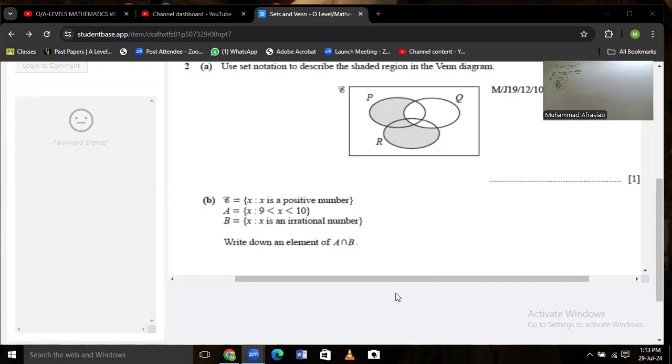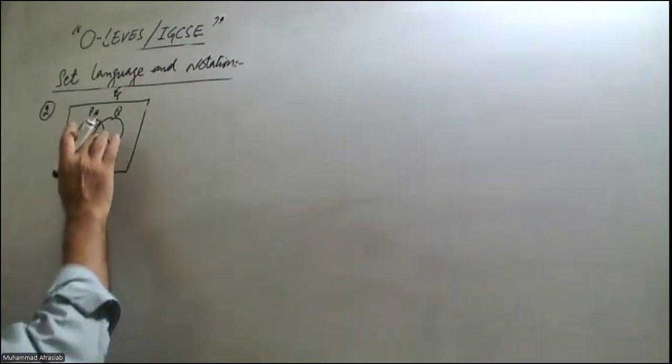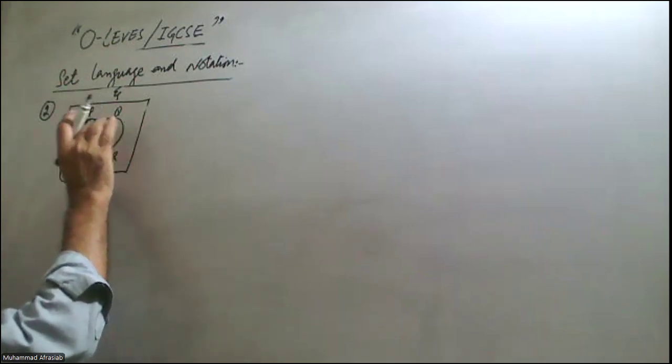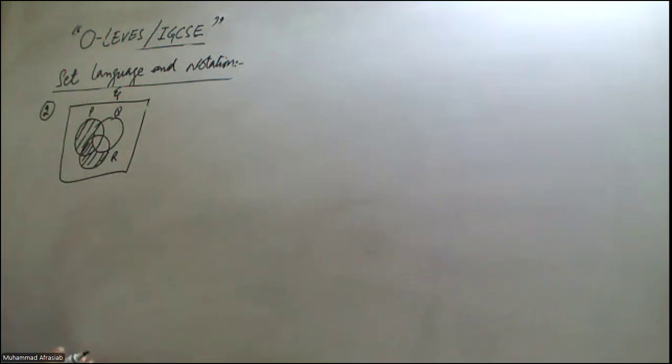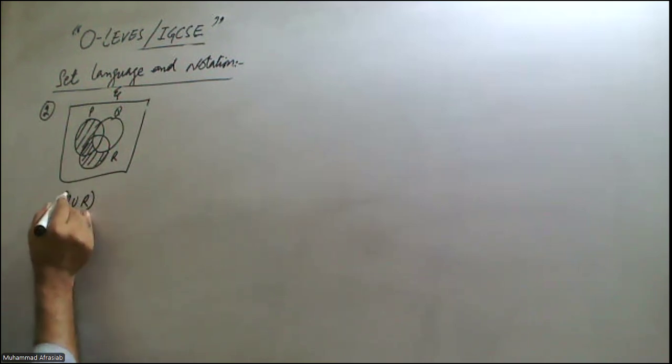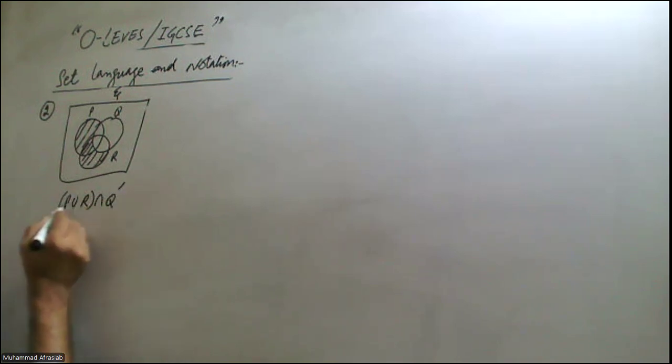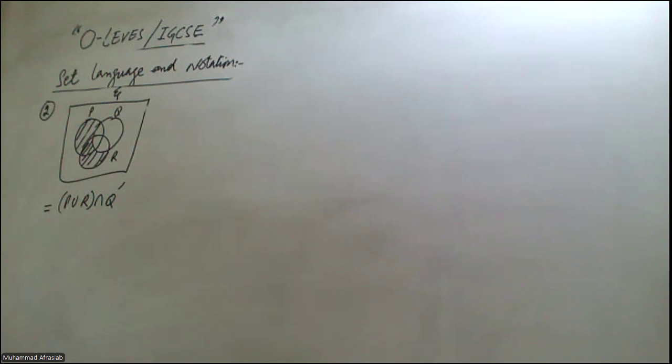We know one thing, that it is outside of elements of Q, inside P and R. So we can write this thing as P union R with intersection of Q complement. This is the set which is represented by the shaded region of this figure. Outside Q, but inside P and R. So you can write this as a union of these two and then intersection with the Q complement.